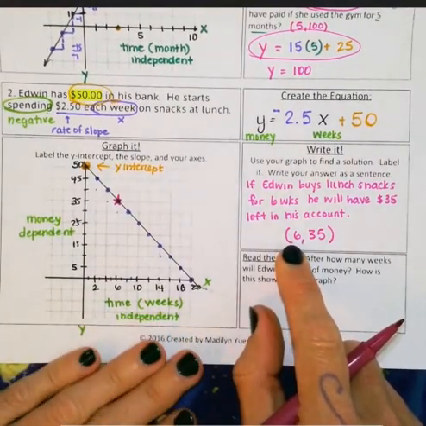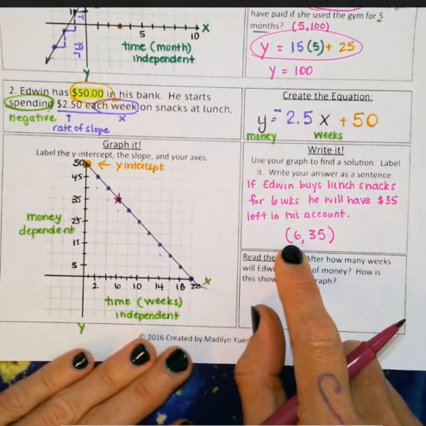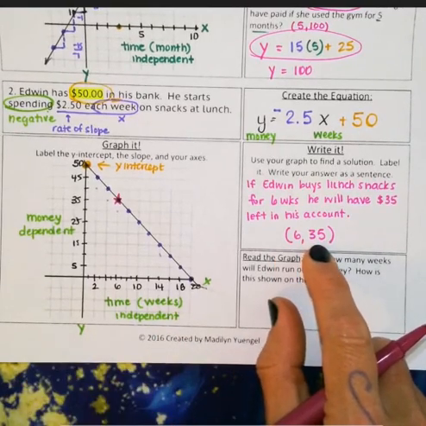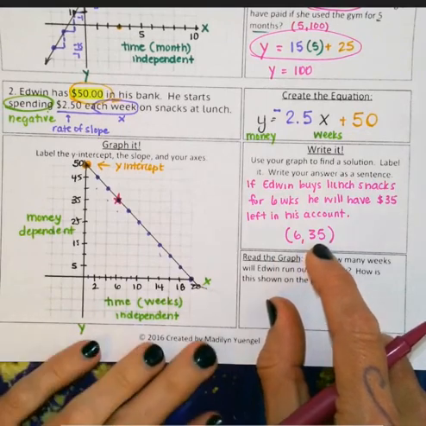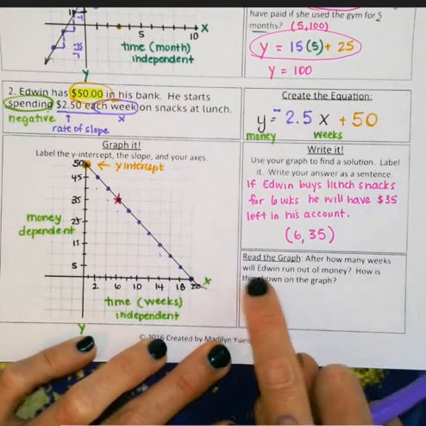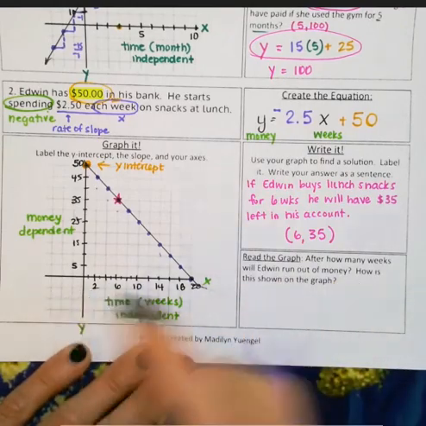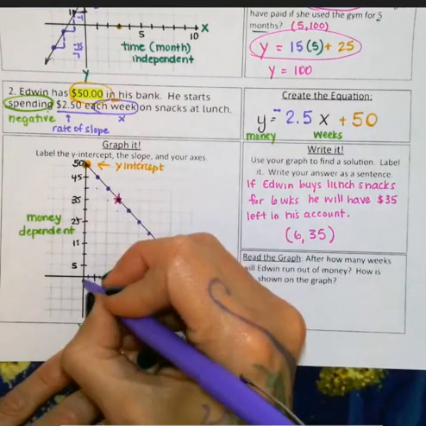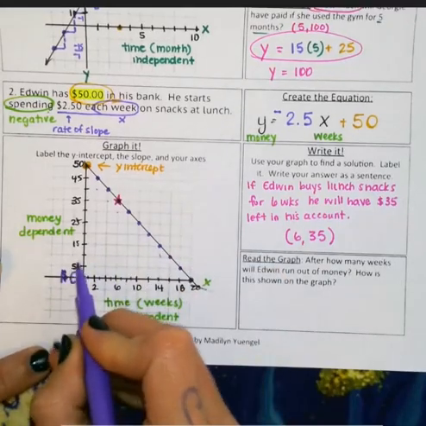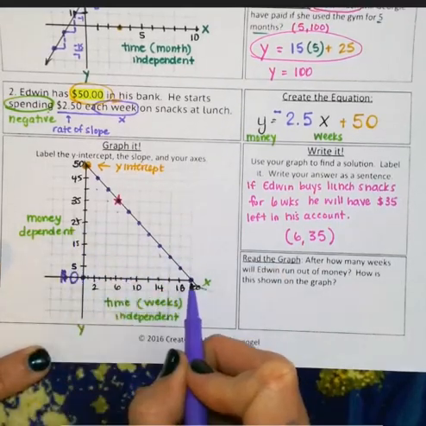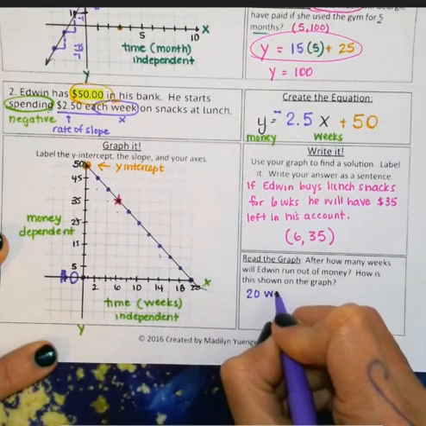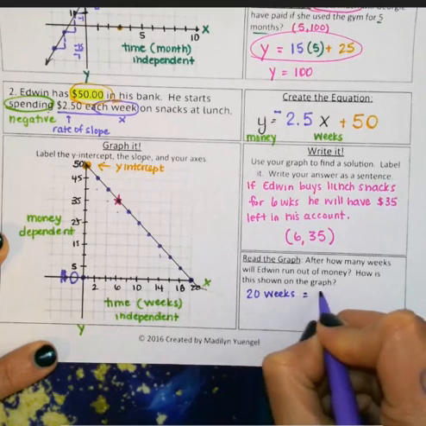Input would be 6. It is independent, it's what we control. We just pick that number, and our output is 35, which is dependent on the fact that we tracked it for 6 weeks. Now, they're sending us on a goose hunt. After how many weeks will Edwin run out of money? Well, we're down at 0. 0 money is here. So that's $5, $15, $25. We hit 0 at 20 weeks. So 20 weeks equals $0.